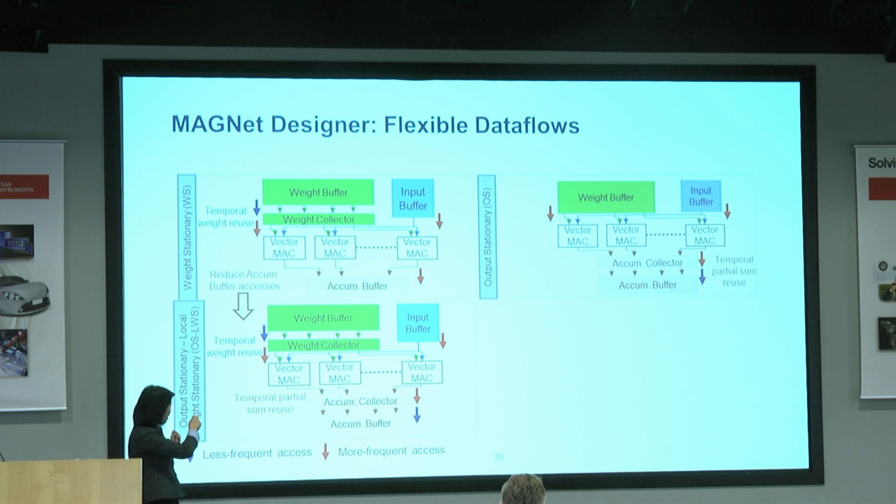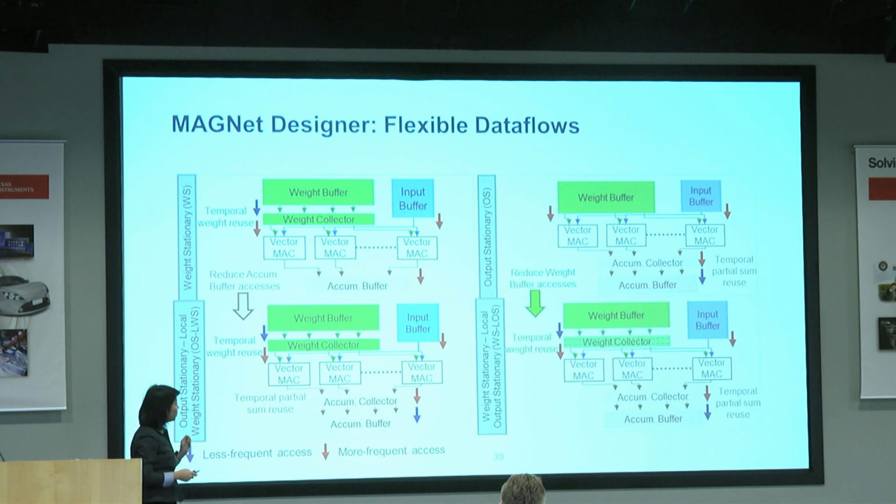So when you add the collector, there are still two different data flows. One is what we call output stationary, but local weight stationary. What it means is that locally, or at the innermost level, we're still keeping the weight stationary in our weight collector, so that we don't need to go to the weight buffer too frequently.